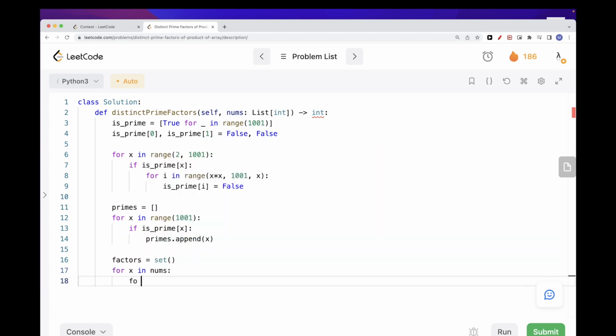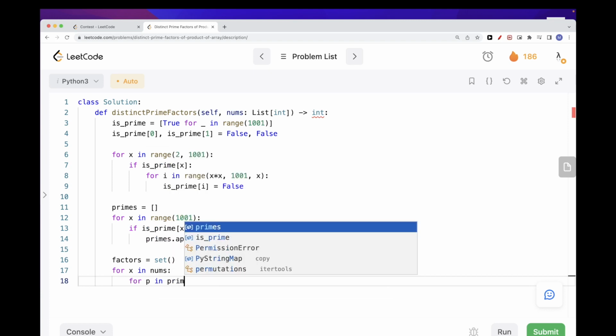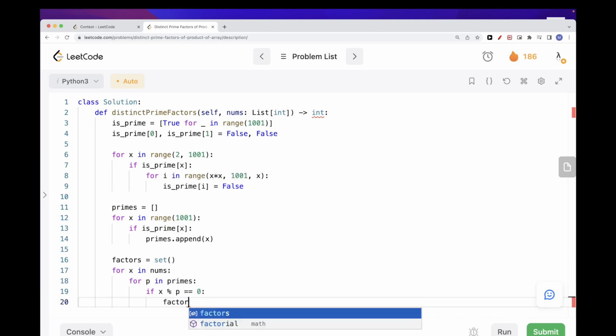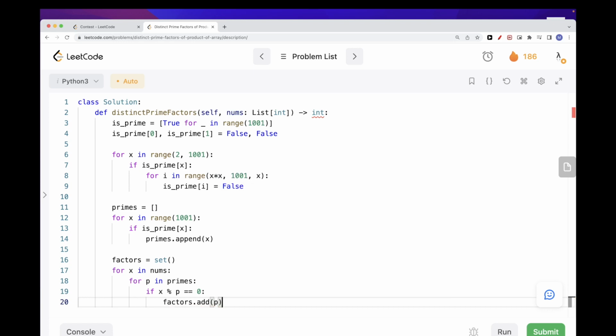And we go through all the primes for each number and we check if any of them divide that number. That means it is divisible by it. So this is a prime factor for the product. And so we can add it to our factors. We add the prime, not the x value, of course, because the factors here are the prime factors of the product, right?